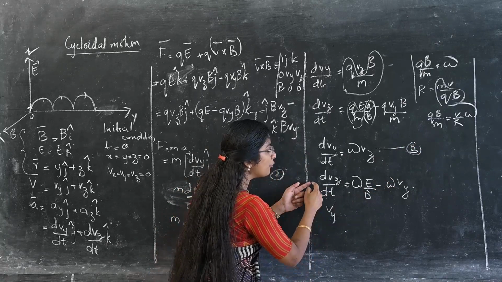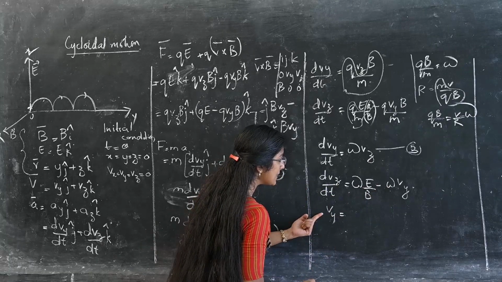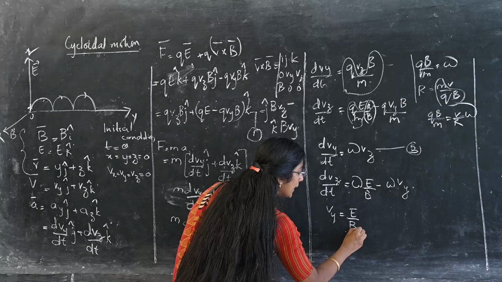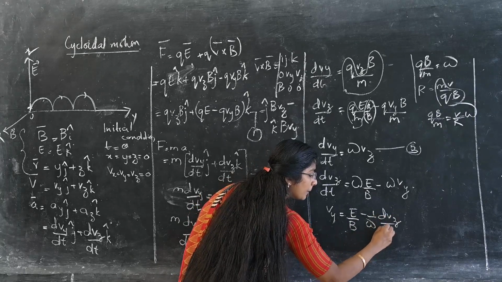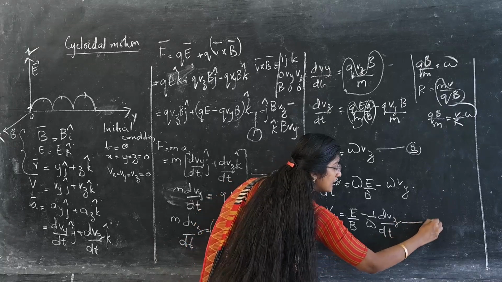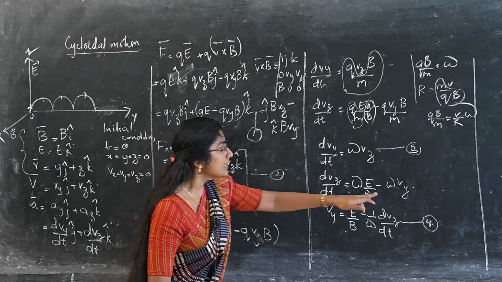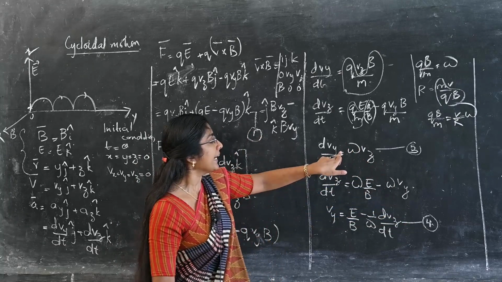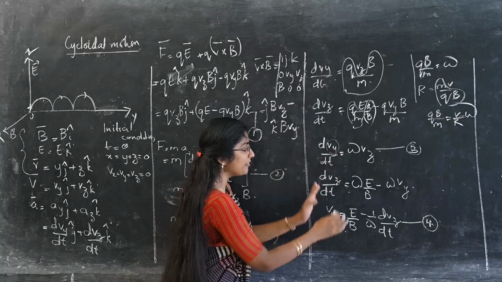For that I first have to divide throughout by omega and then rearrange, so that I get vy is equal to E by B minus 1 by omega dvz by dt. Let this be my equation 4. Now I am going to substitute this 4 in 3 so that my vy gets eliminated from here.